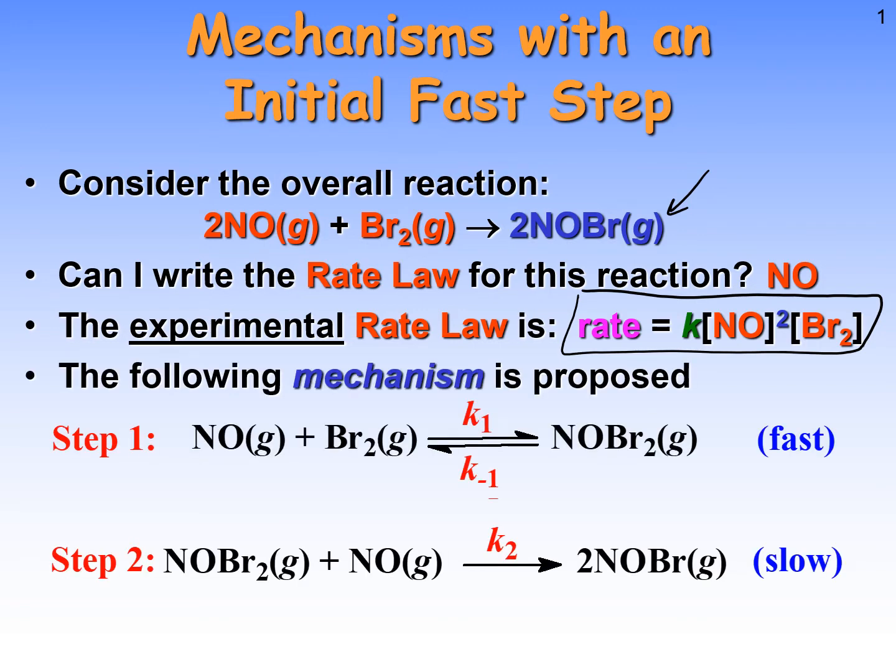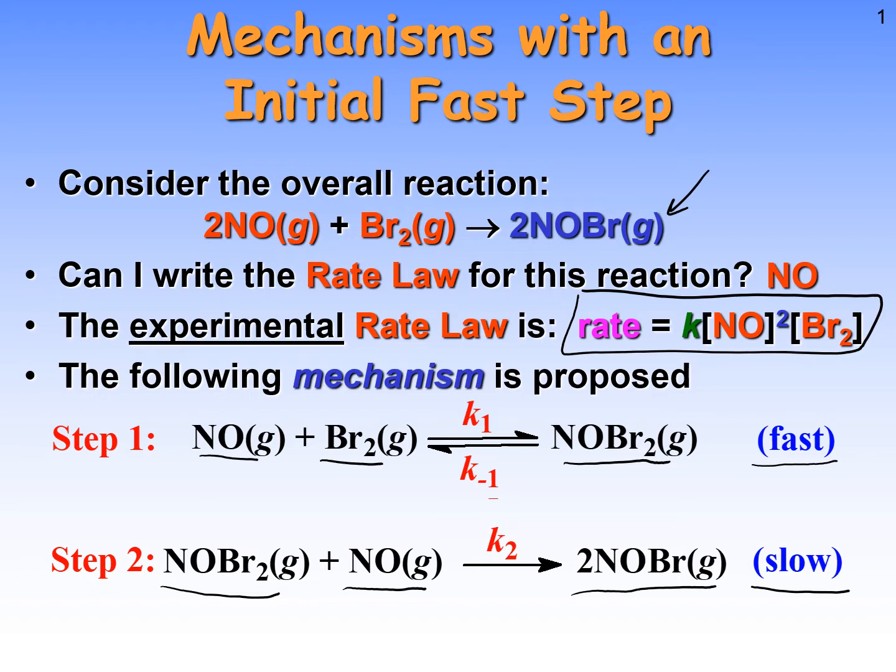Let's say we propose the following reaction mechanism, where we have NO reacting with Br2 to form NOBr2, and this is a very fast reaction, so not our rate limiting step. And then NOBr2 reacts with NO to form 2NOBr, and this is a really slow step, i.e. the rate limiting step.